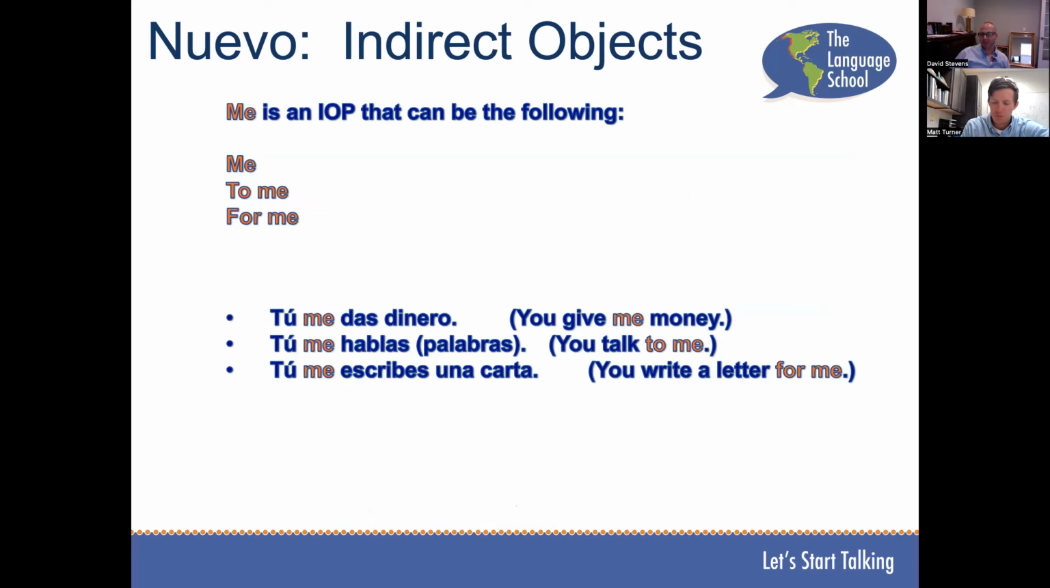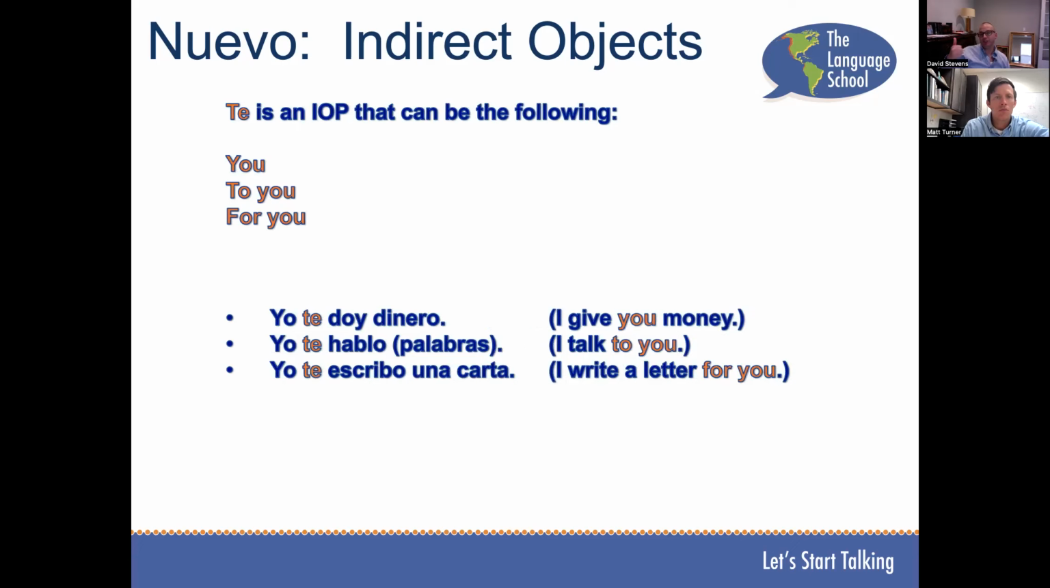Tú me das dinero. Tú me hablas. Tú me escribes una carta. Does that make sense? Te can either mean you, to you, or for you. So try to read through these examples. Yo te doy dinero. Yo te hablo. Palabras. Yo te escribo una carta.